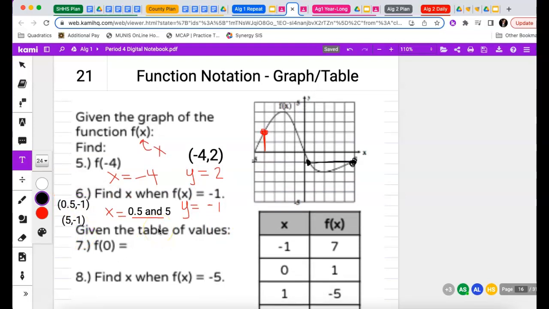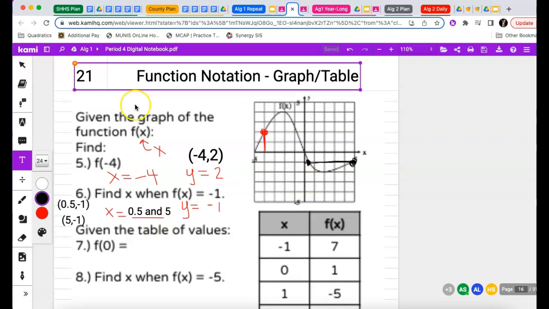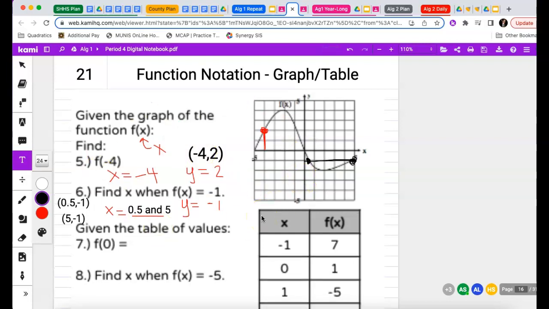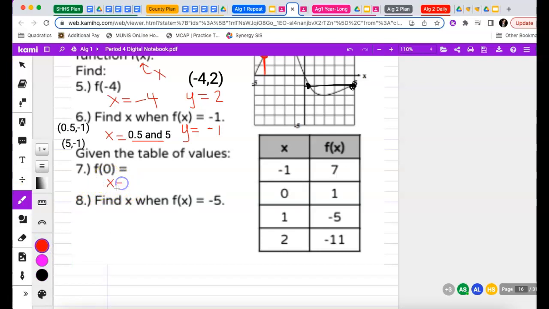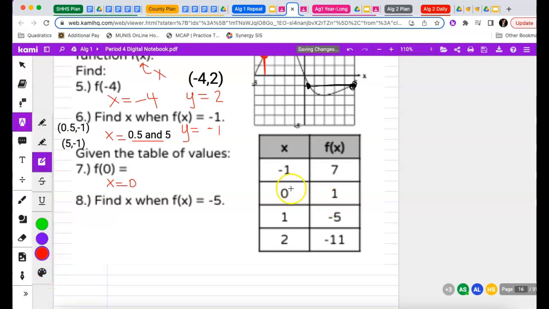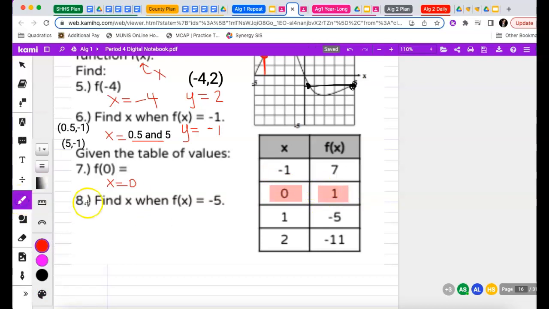So go ahead and pause the video if you need to go over that first example of given a graph, because now we're going to go over the example when we're given a table. So this tells me that x is equal to 0. So I need to go over to the table and find when x is equal to 0. I want to know what that y value is as well. So according to the table, y is equal to 1. So f of 0 is equal to 1.